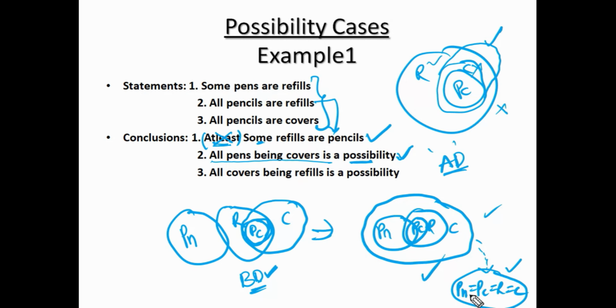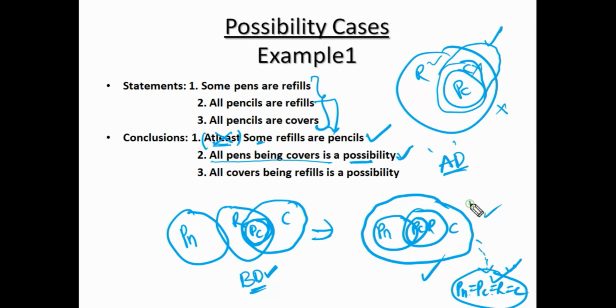Here see, some pens are refills follows. All pencils are refills follows. All pencils are covers follows. So it's also a possible diagram, and it can be the final alternative diagram. Next, is all covers being refills a possibility or not? Based on this possibility only, we can tell this point. All covers being refills is a possibility. Yes, all covers are in refills.